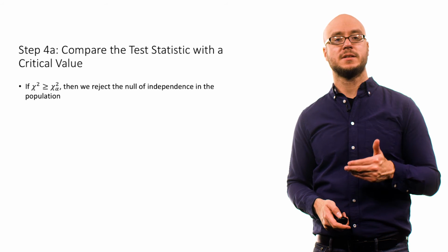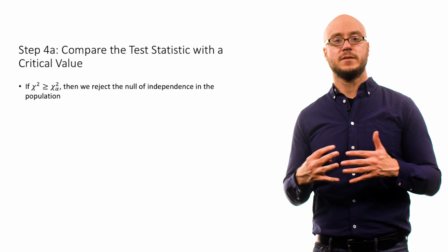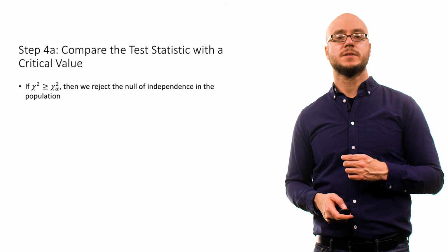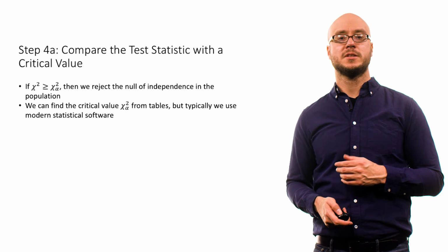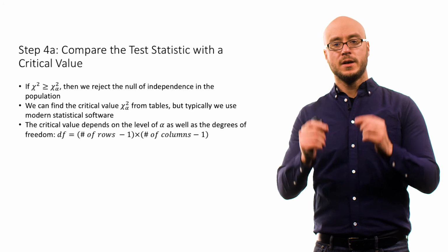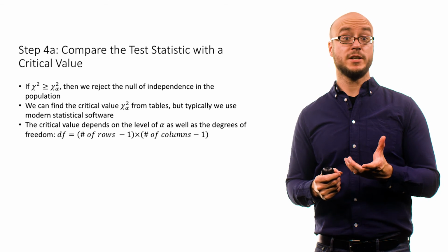If the chi-square test statistic is greater than or equal to our critical value, which is based on our level of alpha as well as the form of the chi-square distribution model, meaning the effective degrees of freedom, then we reject the null of independence in the population. We will typically use statistical software to find these critical values in the chi-square distribution. The critical value depends on alpha, but it also depends on the degrees of freedom. In the case of the two-way chi-square test for independence, the degrees of freedom is the number of rows minus 1 times the number of columns minus 1.